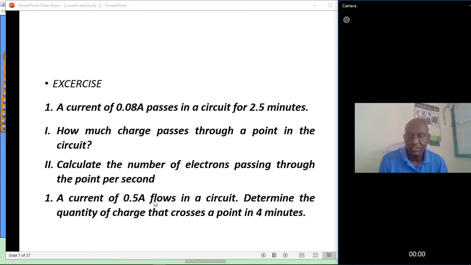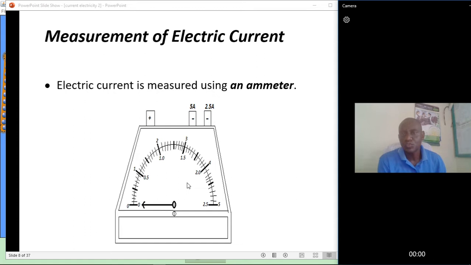A current of 0.5 flows in a circuit. Determine the quantity of charge in 4 minutes. So 0.5 times 4 times 60, you get that. Having done that, we want to move to measurement of electric current.